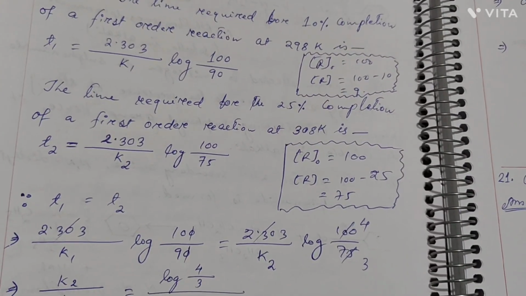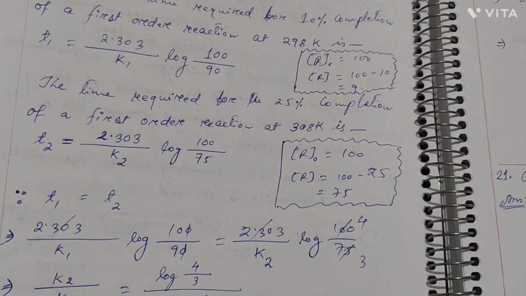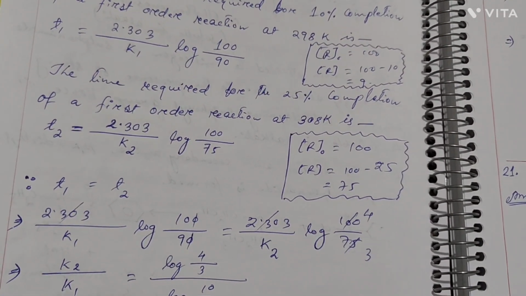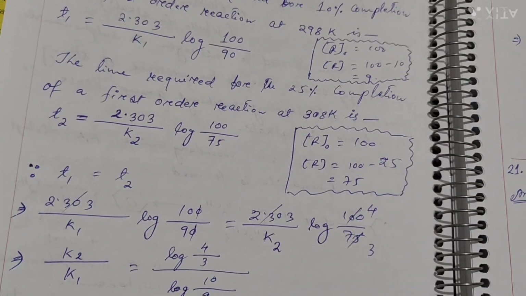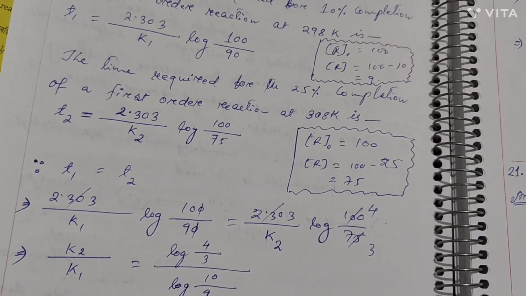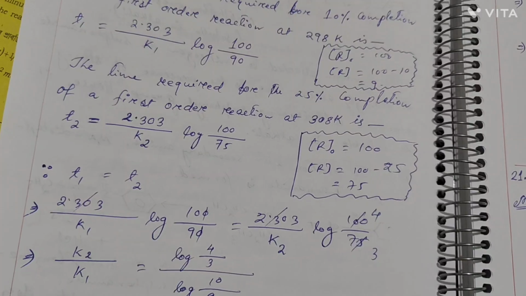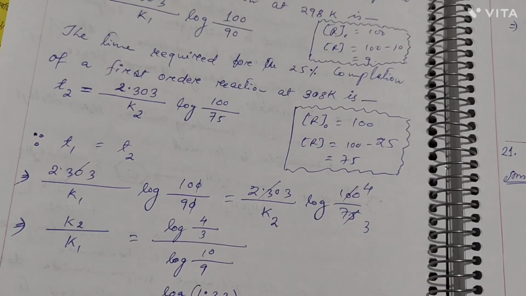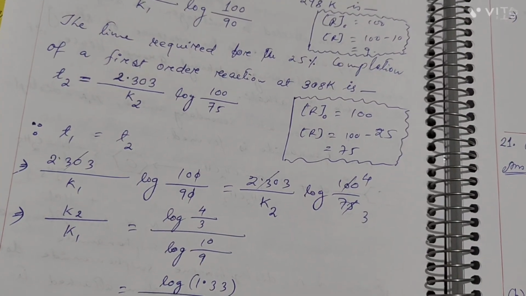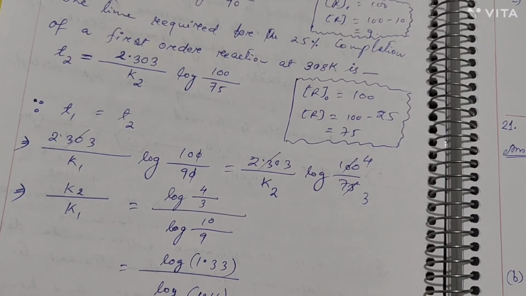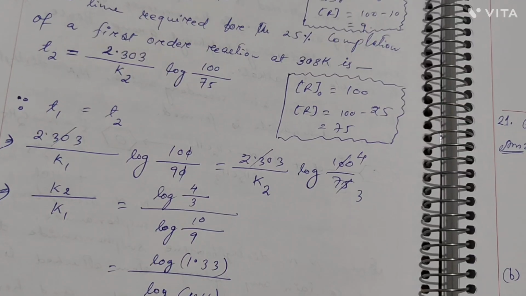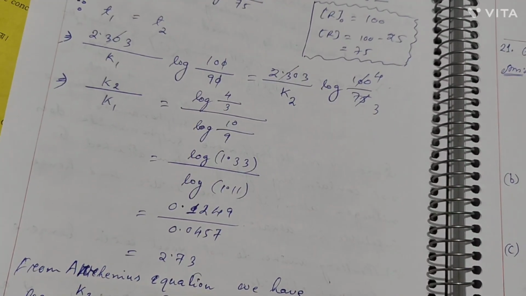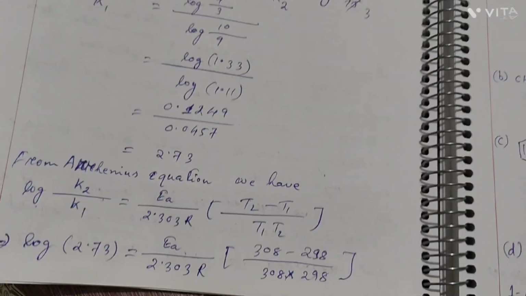The time required for the 25% completion of a first order reaction at 308 K is T2 = 2.303/K2 log (100/(100 minus 25)), that is 75. Since it is given T1 is equal to T2, put the values of T1 and T2. You will get K2/K1 = log(4/3) divided by log(10/9). After the final calculation, you will get K2/K1 = 2.73.